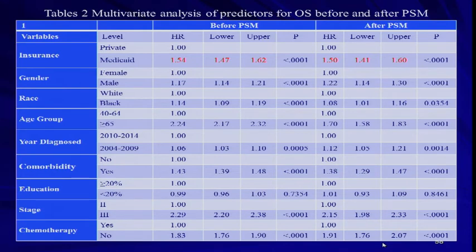After adjusting for other factors, you can still see that Medicaid insurance increases the risk of dying by 50%, but before matching the risk was 54%. So that means maybe it is due to other factors. But after matching, the payer status is still significant. Of course, chemotherapy is also significant. Without chemo, the risk of dying increased by 90% compared to those who received chemotherapy.